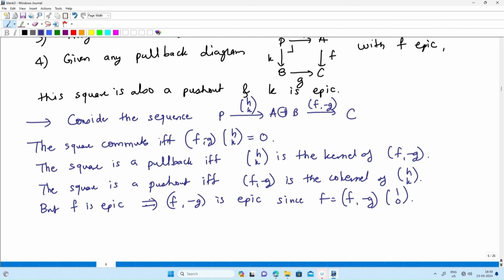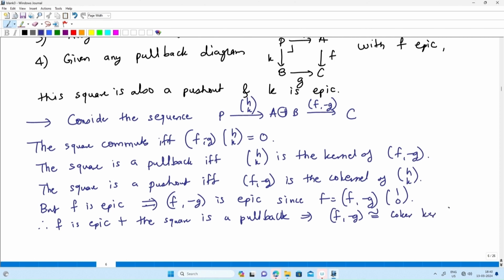Okay, so then what do we get? F minus G is an epimorphism, plus the square commutes and the square is a pullback. Put both of those pieces together, this will imply that F minus G is isomorphic to the co-kernel of the kernel of F minus G.